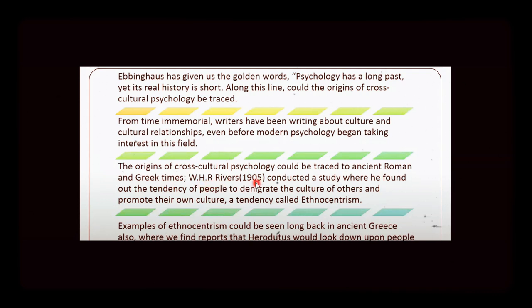W.H.R. Rivers conducted a study where he found out the tendency of people to denigrate the culture of others and promote their own cultures. A tendency called ethnocentrism. Examples of ethnocentrism could be seen long back in ancient Greece also, where we find reports that Herodotus would look down upon people who did not speak Greek or did not live in Greece.